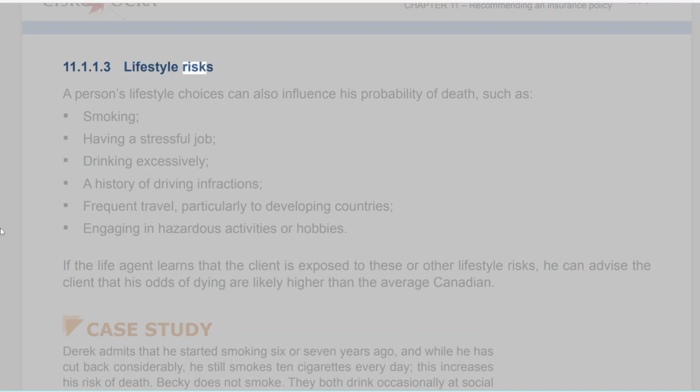11.1.1.3 Lifestyle risks. A person's lifestyle choices can also influence his probability of death, such as smoking, having a stressful job, drinking excessively, a history of driving infractions, frequent travel, particularly to developing countries, and engaging in hazardous activities or hobbies. If the life agent learns that the client is exposed to these or other lifestyle risks, he can advise the client that his odds of dying are likely higher than the average Canadian.